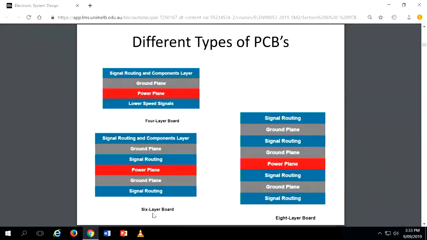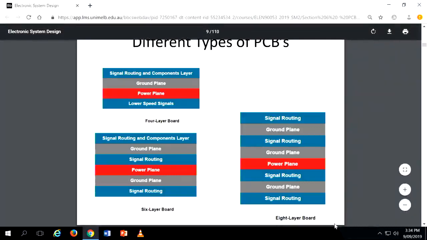6-layer board. If you are designing a 6-layer board, this is an example. Your signal routing or components are on the top. Then you will have a ground plane, then signal routing. Usually, if you have a signal here, nobody will put another signal directly below it. That is not a good design. They will put a ground plane and then you route the signal. Then a power plane, then again a ground plane, then again signal routing.